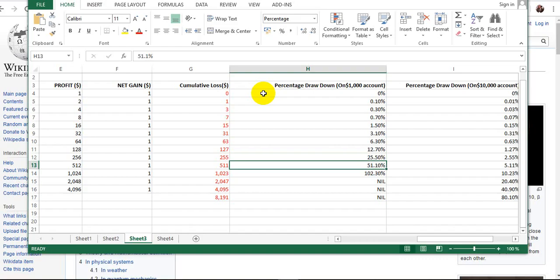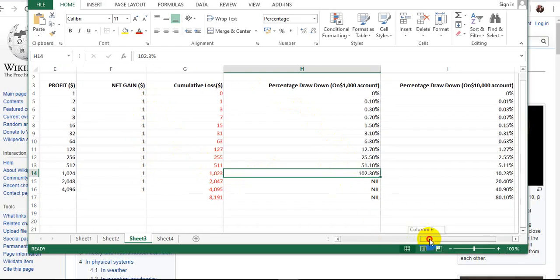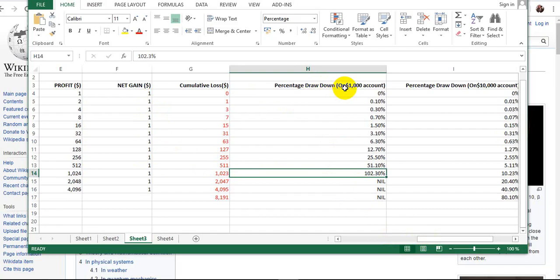So guess what? If it takes you 11 times before you make a profit, anytime that happens, you've lost all of your account, because the percentage drawdown here is 102%, which translates to 1023. So your account is gone. Boom. Never mind the fact that it's only $1 you're earning here. So this is assuming you're starting with a $1,000 account.